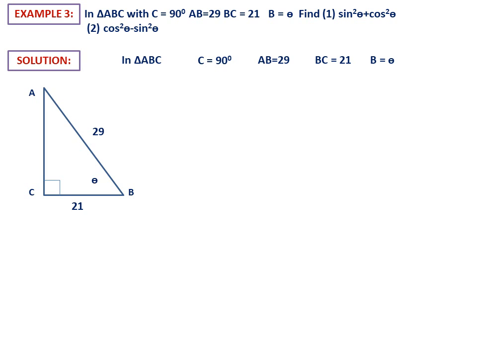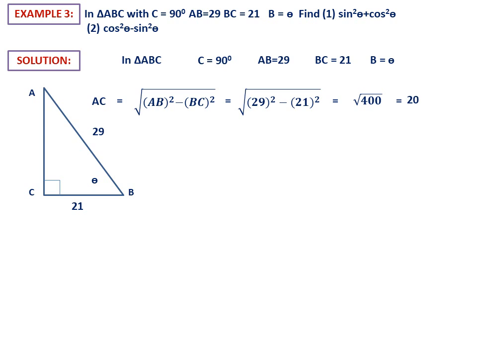Now B is theta, angle B is theta. Now what you have to do is, AC we have to calculate. Now use Pythagoras theorem. AC side will be equal to the square root of AB square minus BC square. Therefore, this will be equal to 29 square minus 21 square. Simplify this, it is the square root of 400, and the square root of 400 is 20. Therefore, the opposite side AC is 20 units. So now you know all the three sides. One is 21 BC, opposite side is 20, and the hypotenuse is 29.